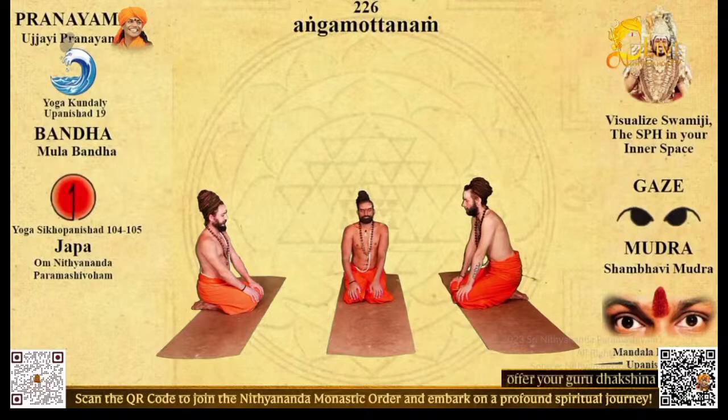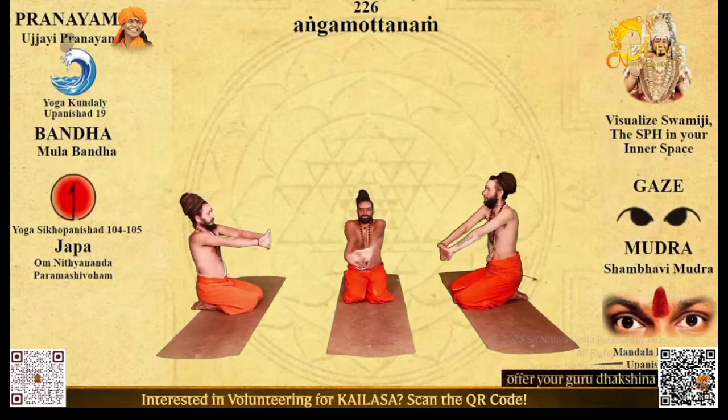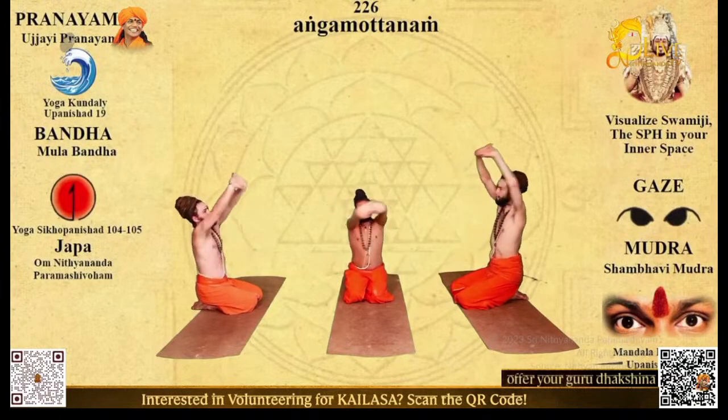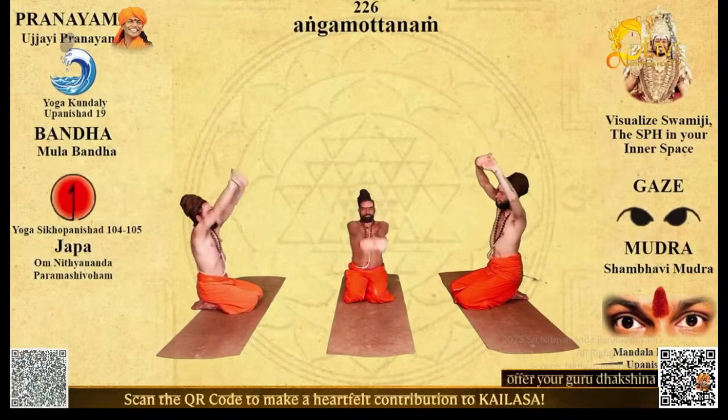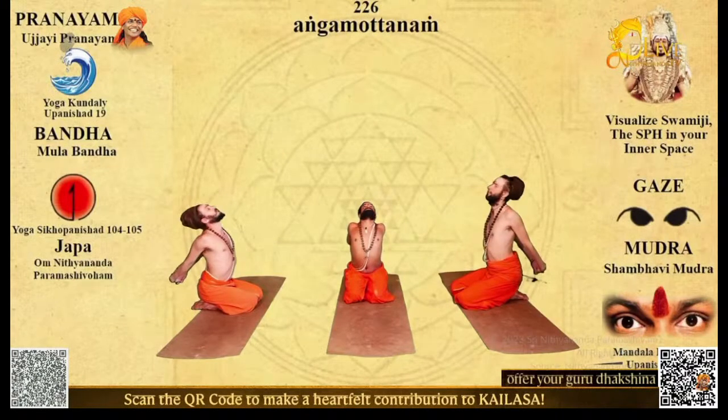Next up is the Angamuttanam. Now interlace your fingers in front and move your arms up, down, left, right in all directions, giving massage to various different joints and muscles of your body. As you then repeat the movement behind your back as well, visualizing Swamiji.